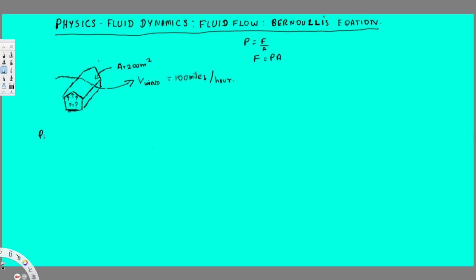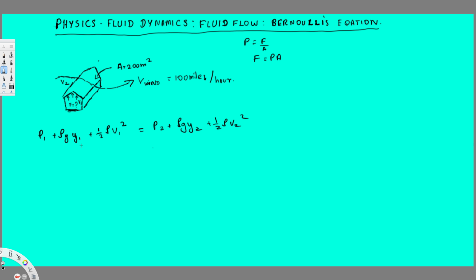So according to Bernoulli's equation, P1 plus rho g y1, where y is the height, plus half rho v1 squared equals P2 plus rho g y2 plus half rho v2 squared. I'm taking the top part as v2 and this one as v1. So this is Bernoulli's pressure equation we are using.